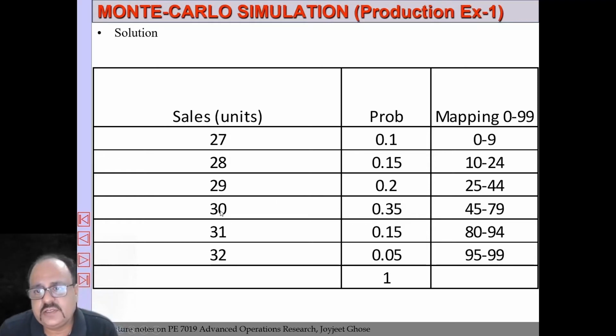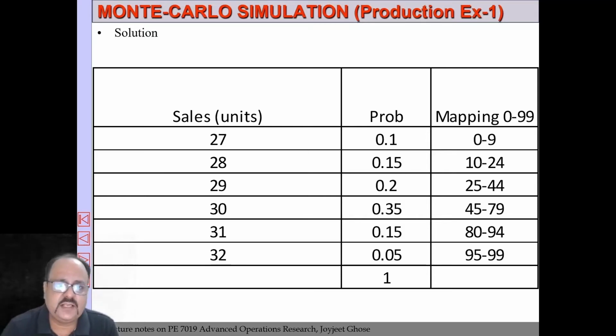So if the random number generated is 45, then the sales prediction is 30. Likewise, we'll be simulating the sales value. In this manner, we'll be simulating the sales value from the random number. We'll map from the random number to the sales value.